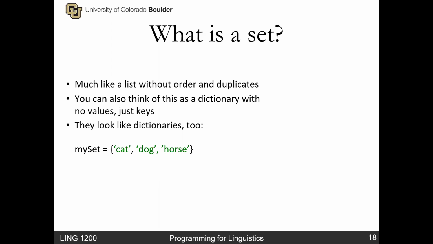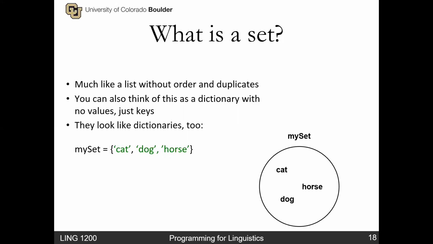By order, I mean a way in which I can determine what the first, second, or in general, nth element is. We will look at duplicates in a future slide. Sets are also like dictionaries, but without values, just keys. Let us look at an example. We have a set called mySet, which contains cat, dog, and horse as its elements.